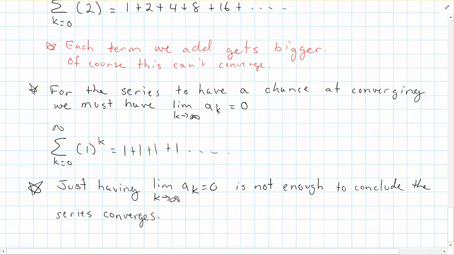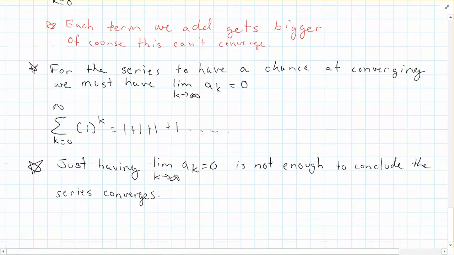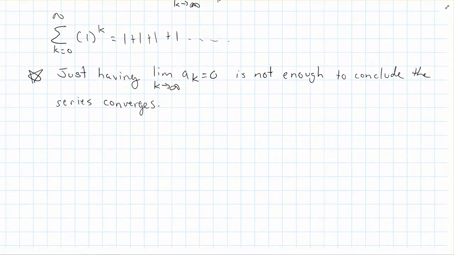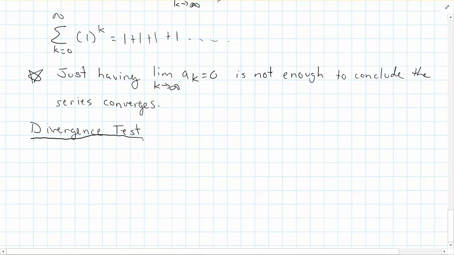Well, some of you might be saying, well, why did I bother even writing it down if it's not enough? Well, because we can actually use this to create our first test. And so this is called the divergence test. And people use this test wrong all the time. Before I even write it down here, I'm going to put it in a different color, and I'm even going to write it in a thicker line here.